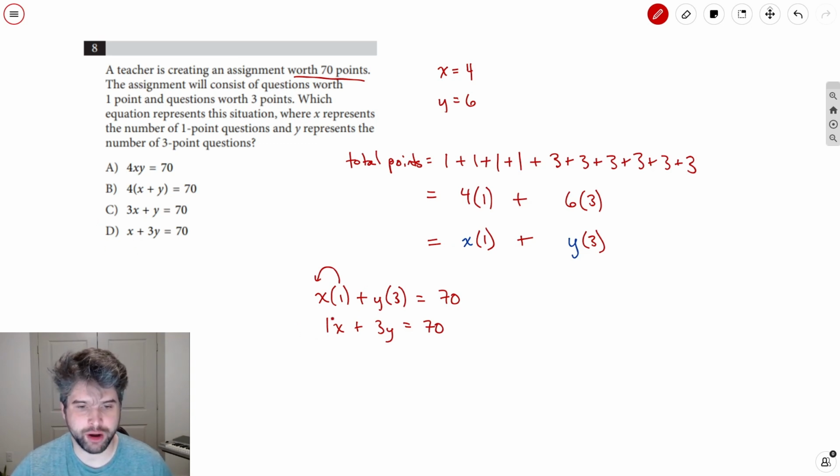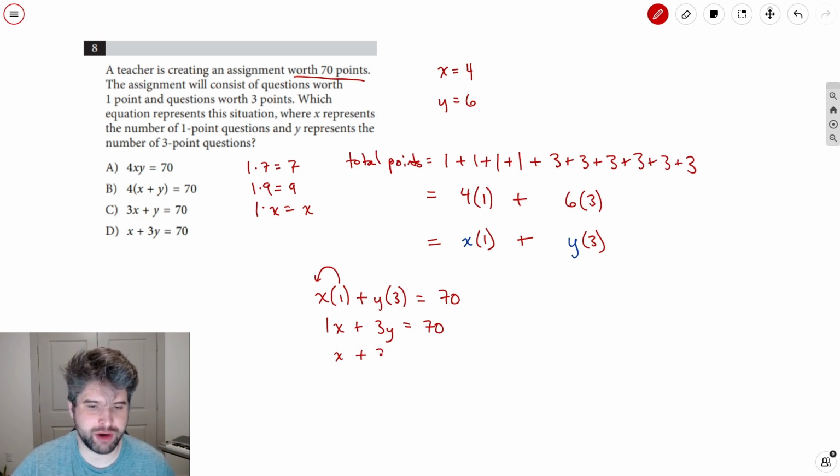Now, if you remember about what it means to multiply by 1, what is 1 times 7? That's just 7. What's 1 times 9? That's just 9. So what is 1 times x? That's just x. It doesn't change the number when you multiply it by 1. So 1 times x, we just replace that with x. X plus 3y equals 70. And that is exactly answer choice D.